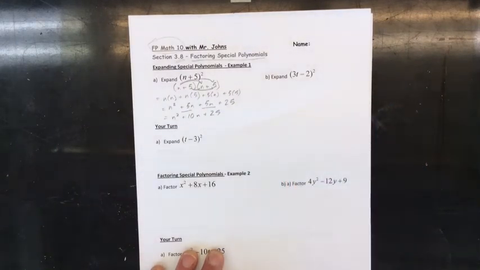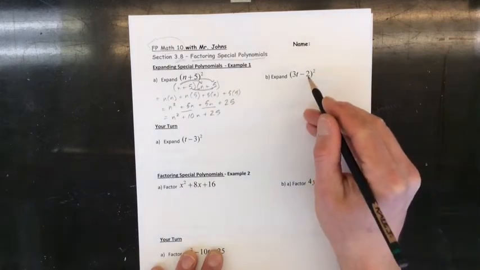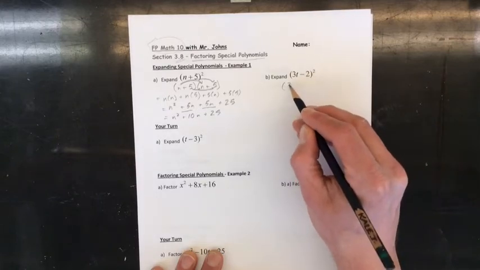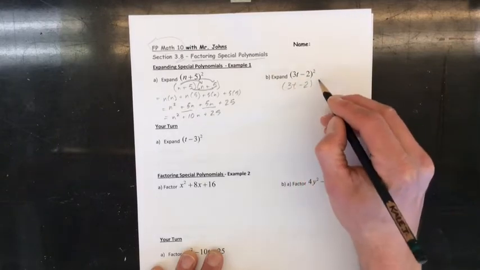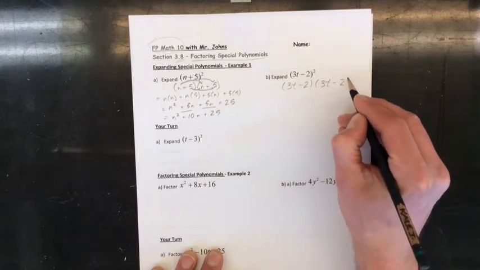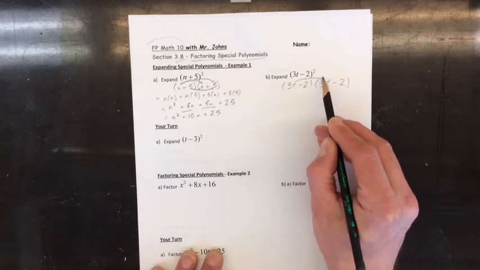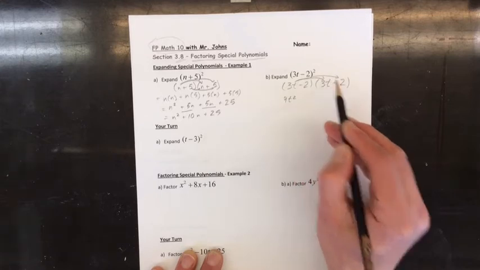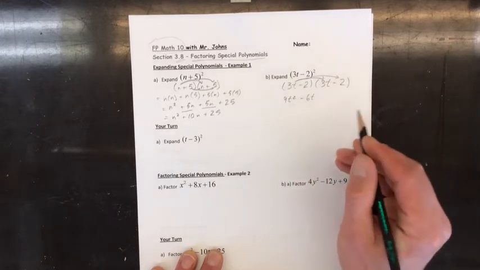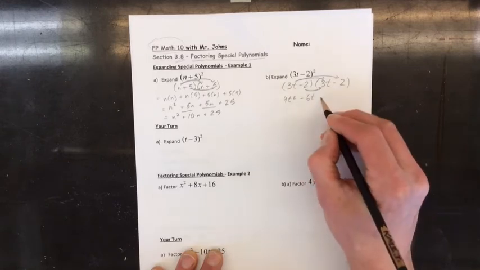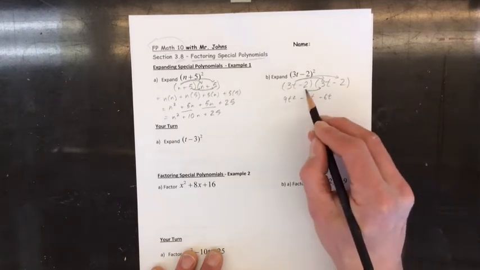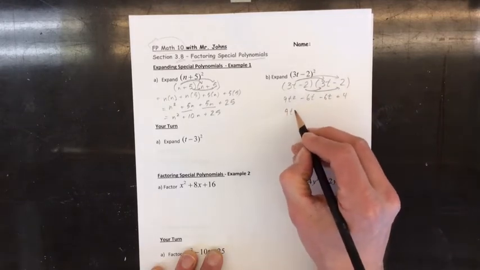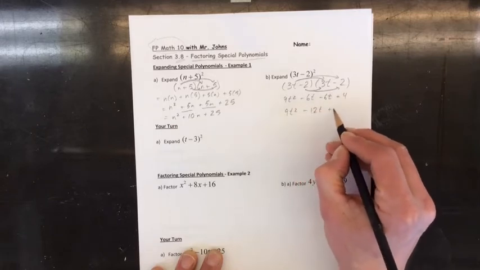Now, if we do another one, we'll have 3t minus 2, and here we have something greater than 1 in front of the variable, and this is squared. But again, it's just repeated multiplication. So if I write it twice, I can easily use my FOIL method. 3t times 3t is 9t squared. 3t times negative 2 is negative 6t. Negative 2 times 3t is negative 6t again. And negative 2 times negative 2 is positive 4. So 9t squared minus 12t plus 4.